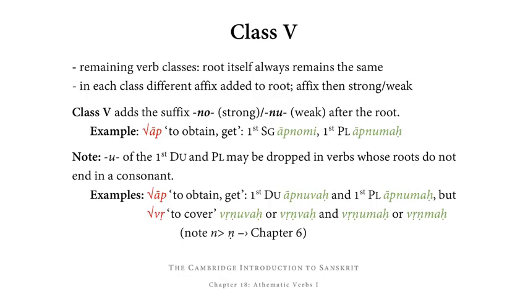However, from ver, meaning to cover, we get both ver nu wach and vern wach, and plural ver nu mach and vern mach. So what's happening here is that because ver ends in a vowel, we have these two alternative forms, one that contains the u and the other one that doesn't. Both of them are fairly straightforward to pronounce. Note that we have a little bit of internal sandhi here, which is the retroflexion of n to n. This is something that we first saw in chapter 6 and which we're going to look at more systematically towards the end of this chapter.